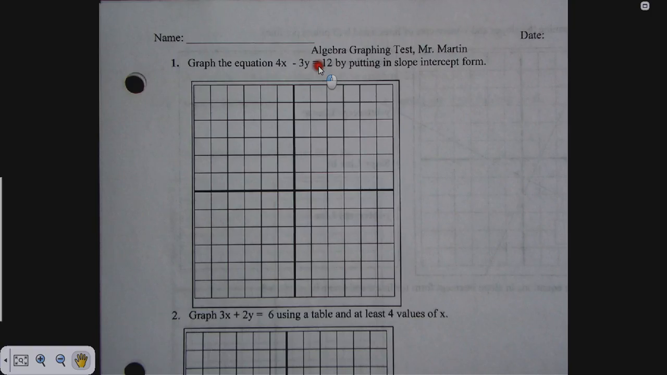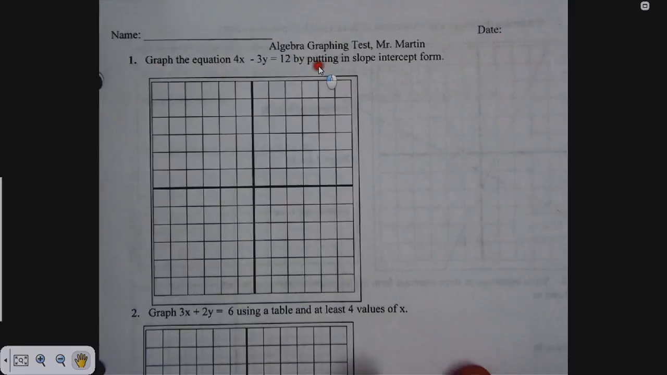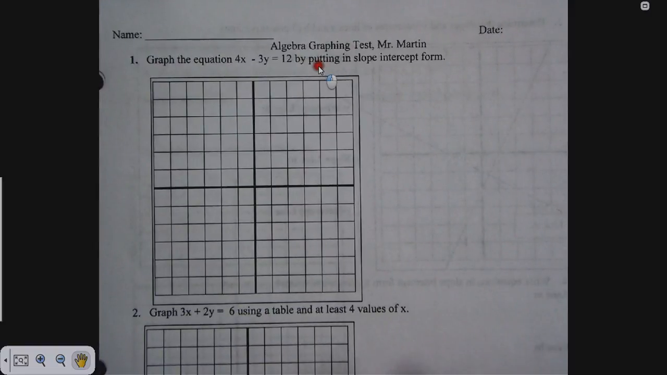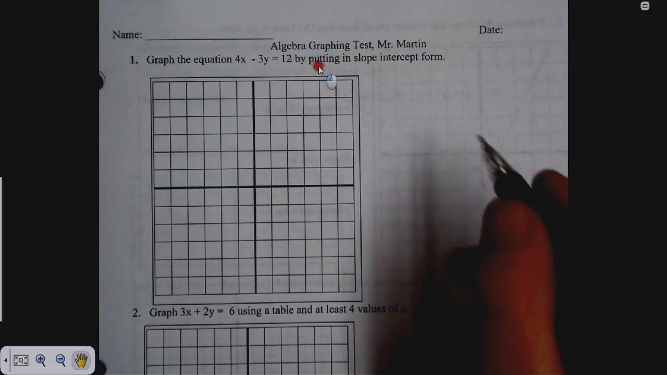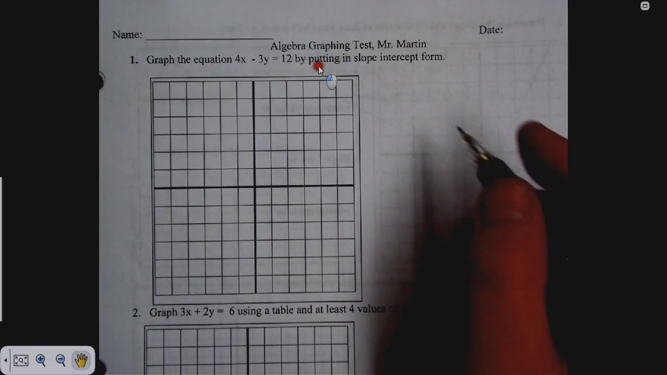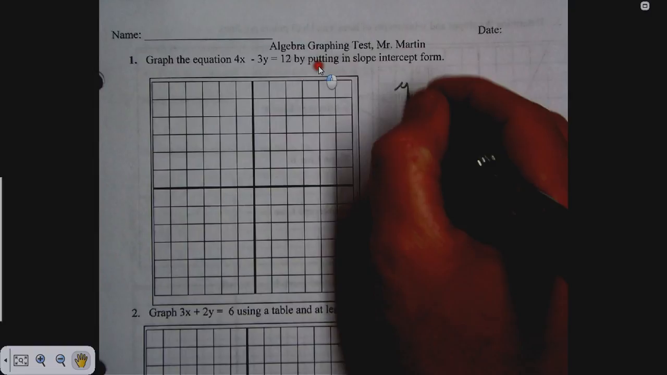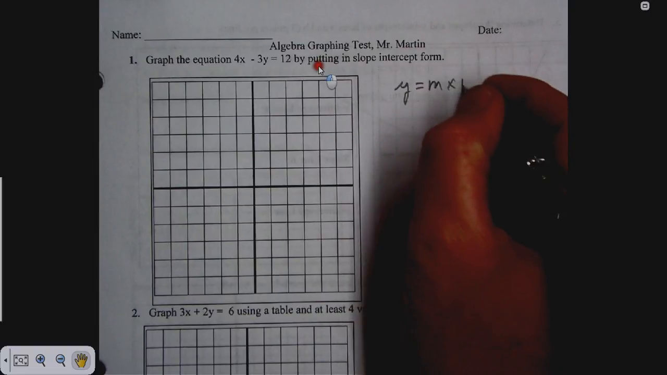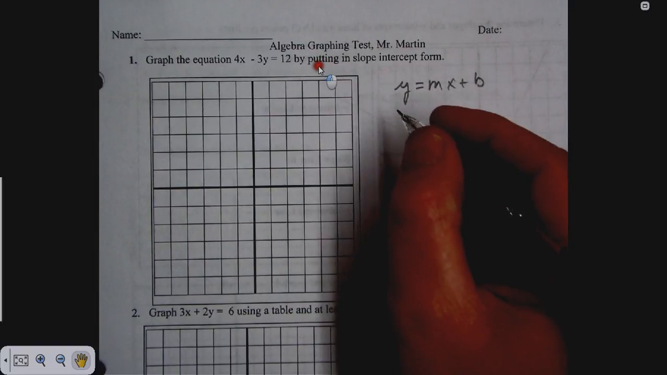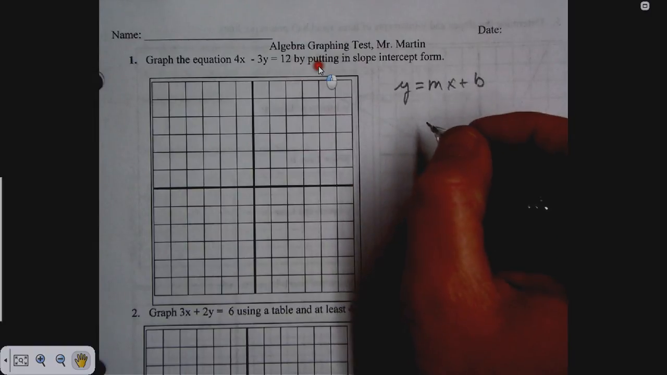Okay, so this is going to be a video of doing this test. First one says graph the equation by putting it in slope-intercept form. Slope-intercept form is y equals mx plus b. And so I'm going to get it into that form.